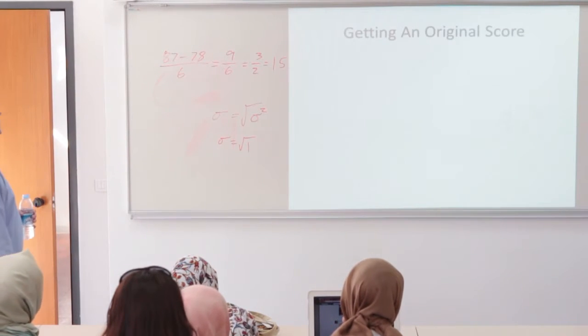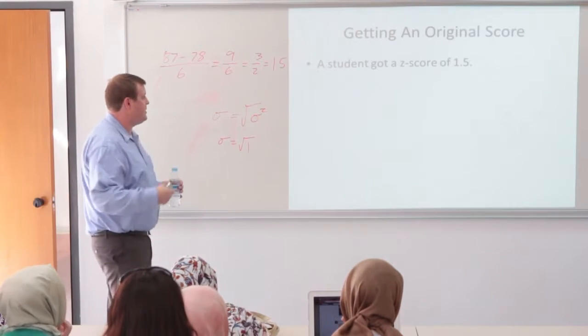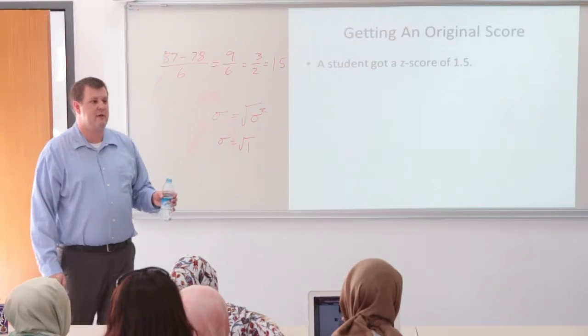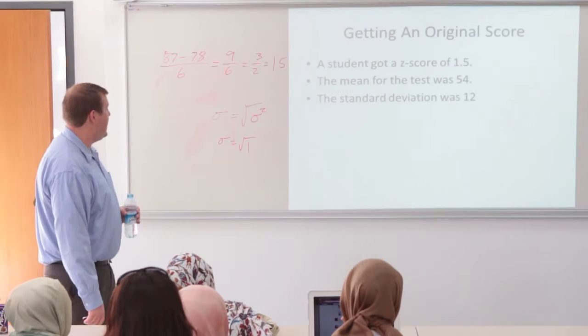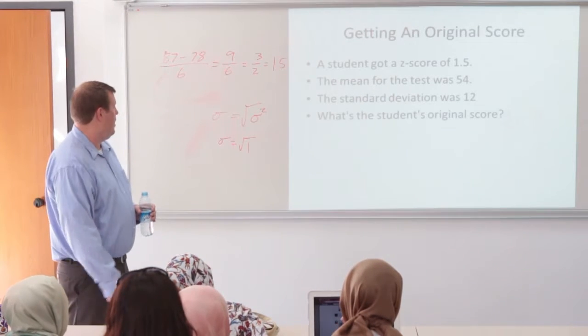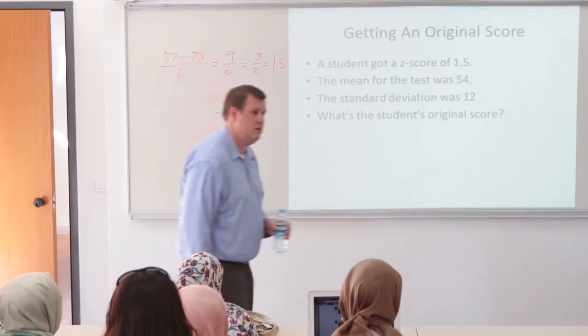So let's do an example. Imagine that we have a student who got a z-score of 1.5. The mean for the test was 54, and the standard deviation for the test was 12. What was their original score?